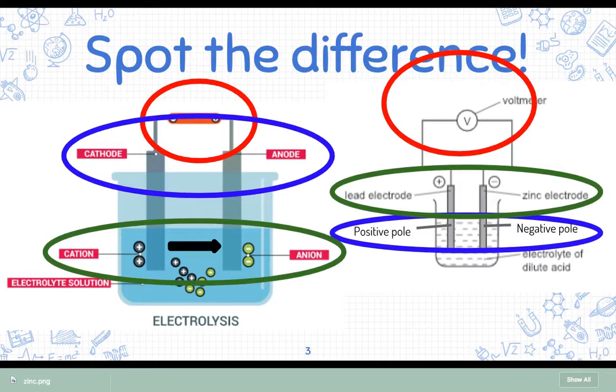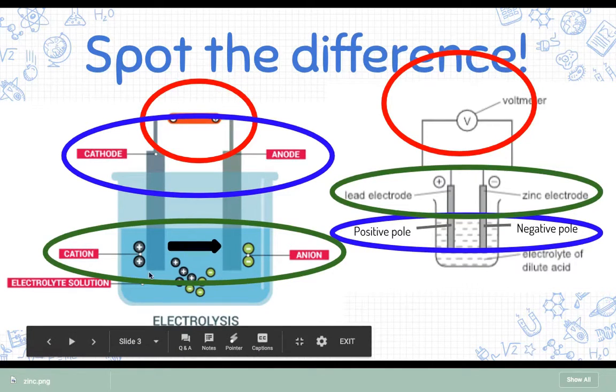The next one is our electrodes. So in a fuel cell over here, the flow of the electrons is driven by the electrodes, whereas the flow of the electrons in electrolysis is driven by the flow of the ions in solution. So it's a little bit different.